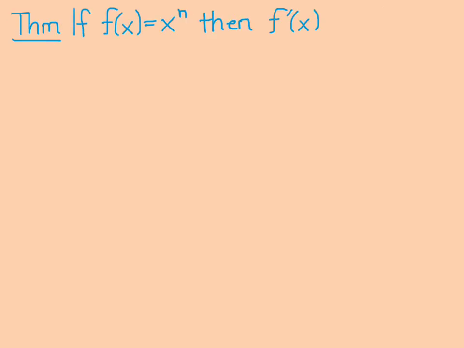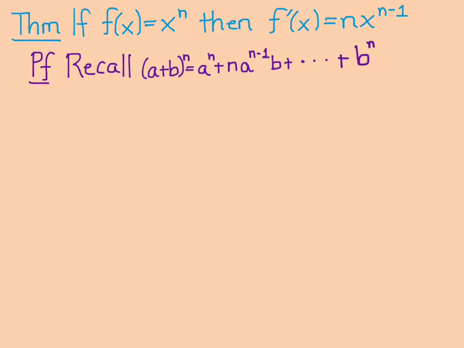Our next theorem is the power rule. If f of x equals x to the n, then f prime of x is going to be n times x to the n minus 1. So we bring the exponent out front and subtract 1 from the exponent. The proof of this we're just going to do for integer values of n, and we need to remember the fact that a plus b to the n is the same as a to the n plus n times a to the n minus 1 times b plus dot dot dot to b to the n.